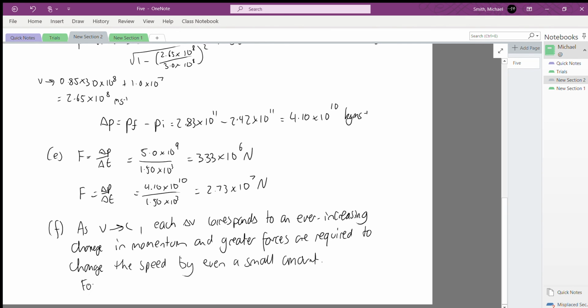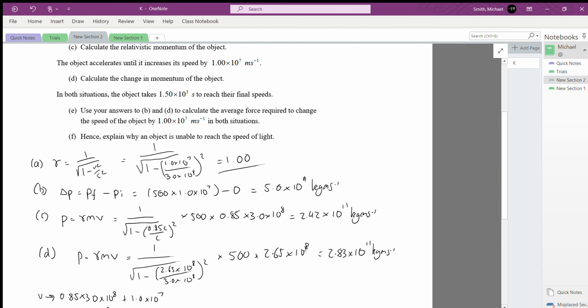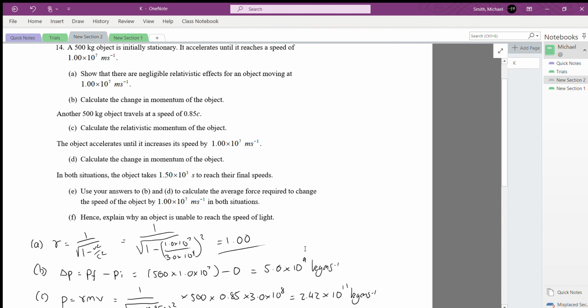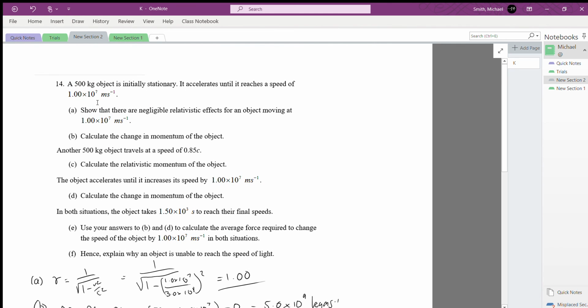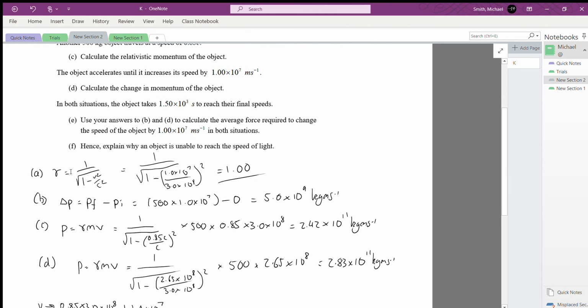So for v equals c, an infinite force is required. And there we are, that's this question. That's a fairly complicated question, lots of convoluted little things that need to be done. The first part wasn't so bad with just calculating the Lorentz factor. The second part wasn't so bad working out the change in momentum. It should be something that's fairly familiar from stage 1.